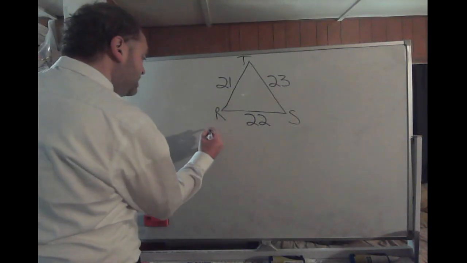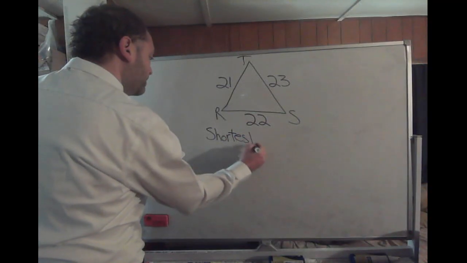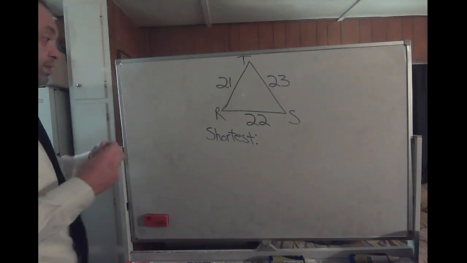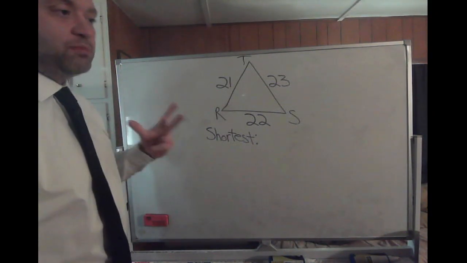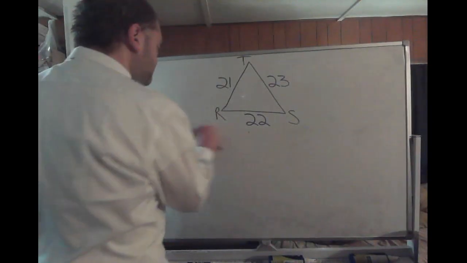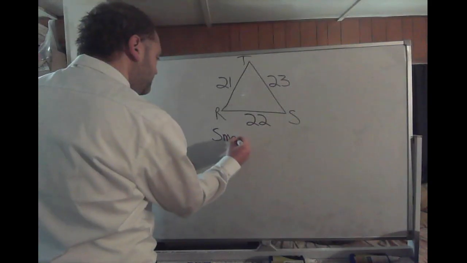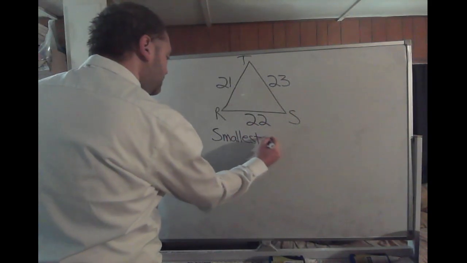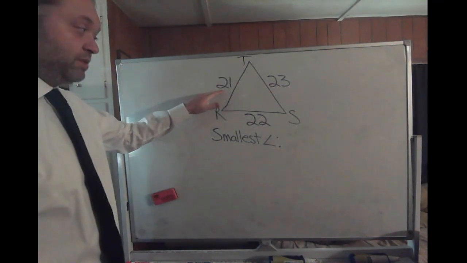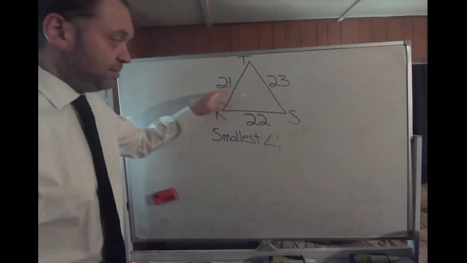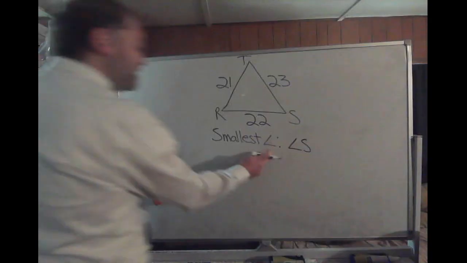So, according to what we just learned, what is the shortest side? Well, the shortest side here obviously is 21. Well, we want to name the smallest angle. I'm sorry, that's what I'm trying to say. We have the shortest side, we want to name the smallest angle. So what is the smallest angle of this triangle? Well, the shortest side is 21, right? So that means the angle opposite that, angle S, would have to be the smallest angle. So angle S is actually the smallest angle.